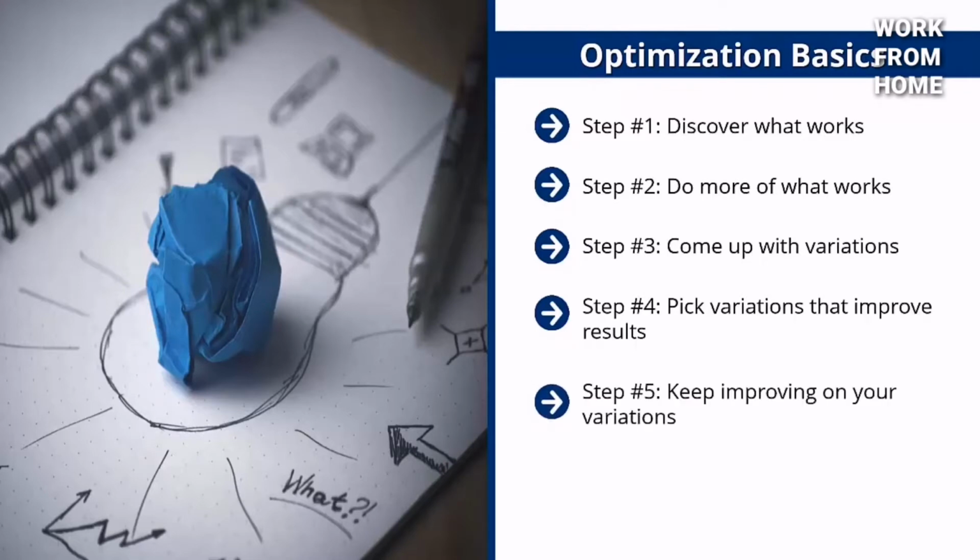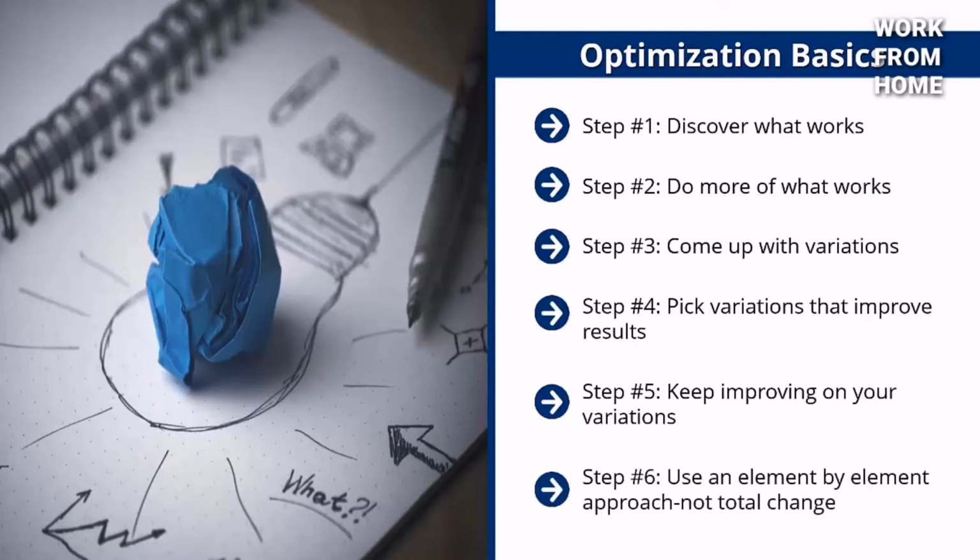Step number 5, keep improving on your variations. Try to level up the traffic variations that you've got going and come up with new variations. Again, this all boils down to effective tracking. You're trying to keep modifying what you're doing to pick the most efficient and effective traffic generation method. Step number 6, use an element-by-element approach, not total change. When making variations, vary one element at a time.